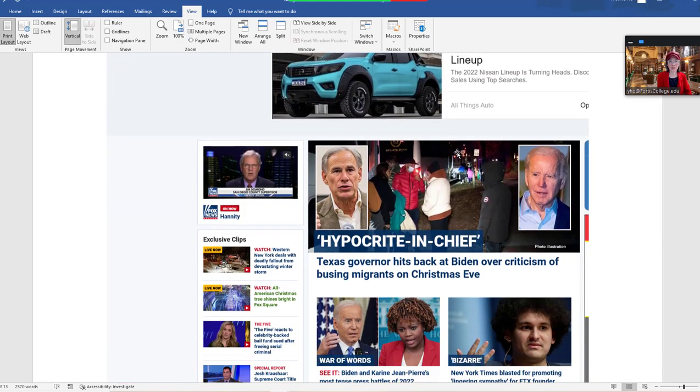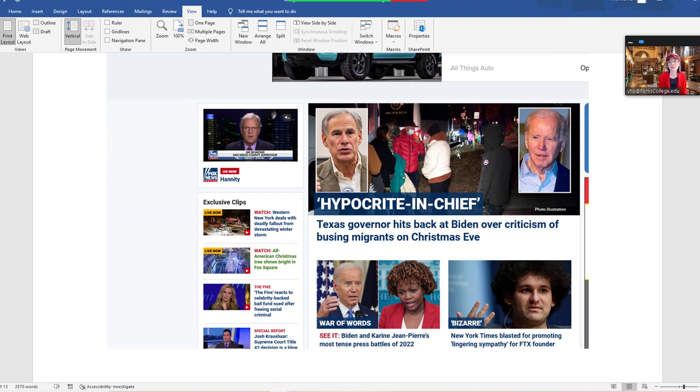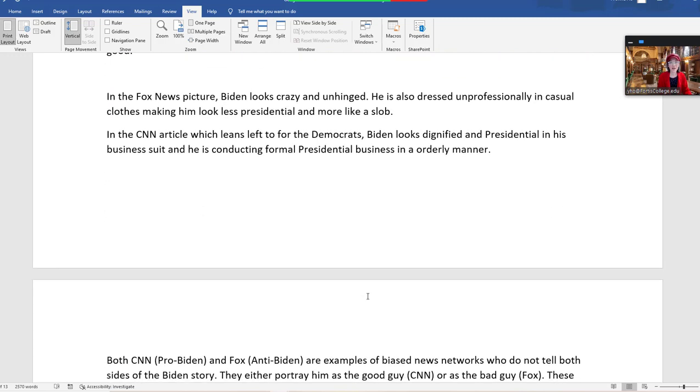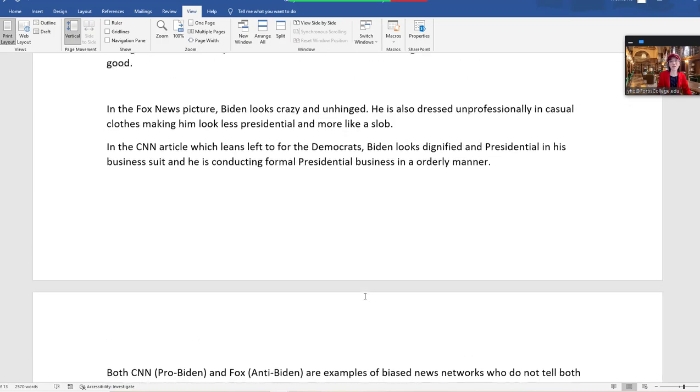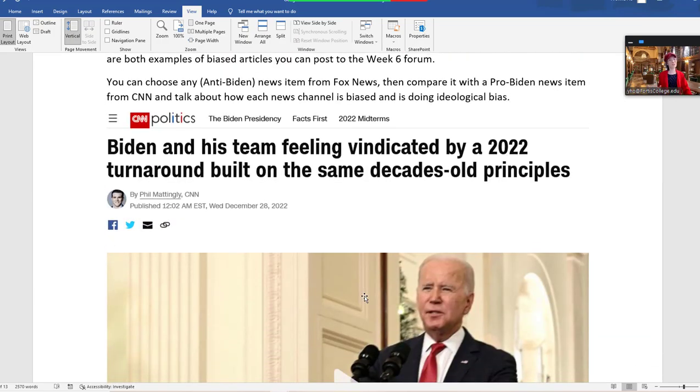Oh, and then here you have Fox News saying Biden is a hypocrite in chief, and that he always looks so dazed and senile. So there you have bias, because they think Biden is such a bad president. Look at that, see him looking dazed? He doesn't even look professional. And then on the other side you have CNN: Oh, Biden can do no wrong. He is perfect, the great president in chief. Look how professional he looks. You either have him looking dazed, or professional. He's vindicated. Biden and his team are feeling vindicated by a 2022 turnaround. They are successful, kind of like a king that marches in one of those parades, showing off their military.